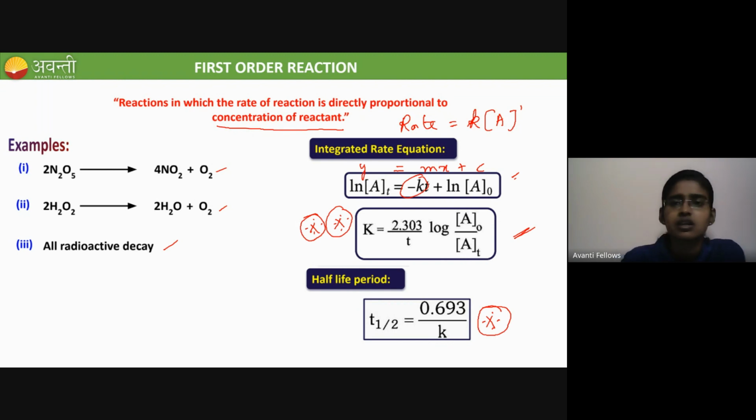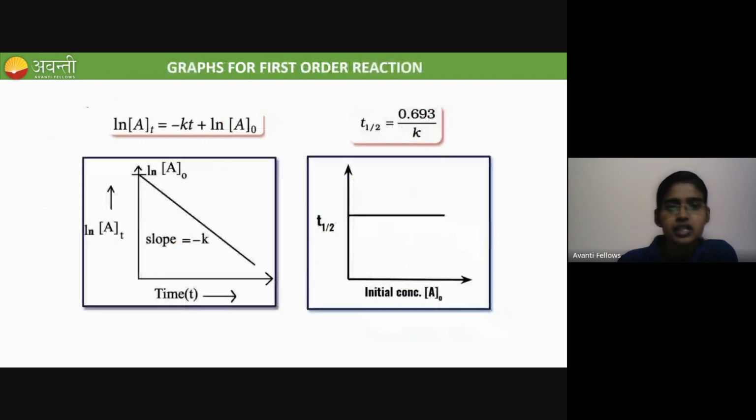Now let's see the graph for the integrated rate equation and half-life. Here again minus K is the slope, and ln A naught is the intercept, and the y-axis is ln At. And for half-life, since it is independent of the concentration, it maintains a straight line. Even if you increase the concentration, half-life will remain the same. So all the graphs and formulas are very important.